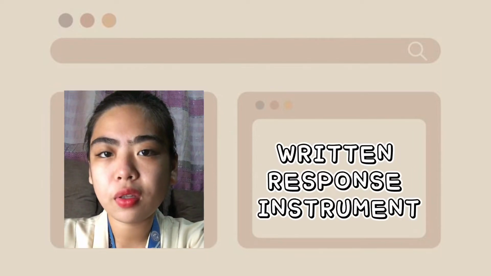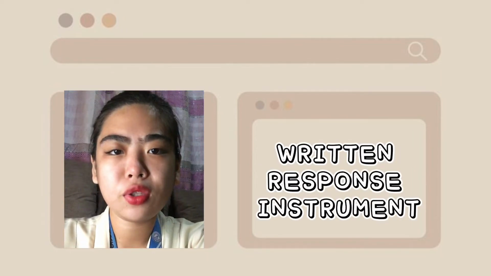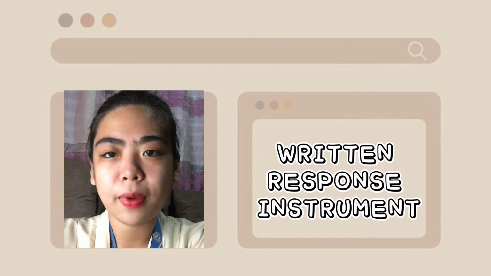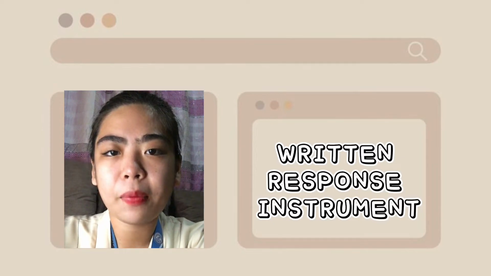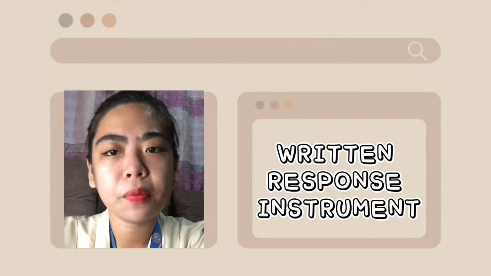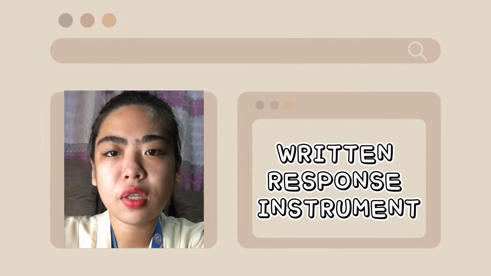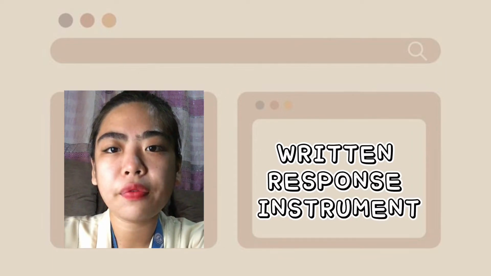So let's proceed to the written response instruments. This includes objective tests like multiple choice, true or false, matching type, or short answer tests, essays, examinations, and checklists. Examples: objective tests are appropriate for the various levels of the hierarchy of educational objectives.